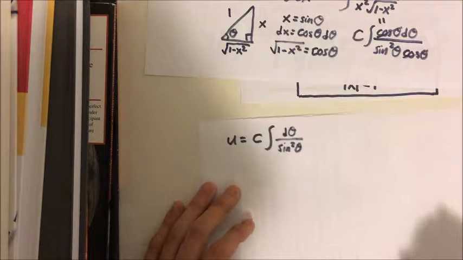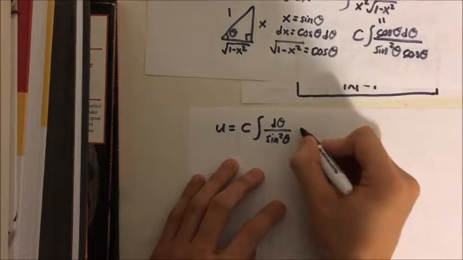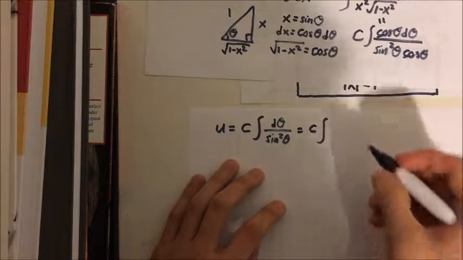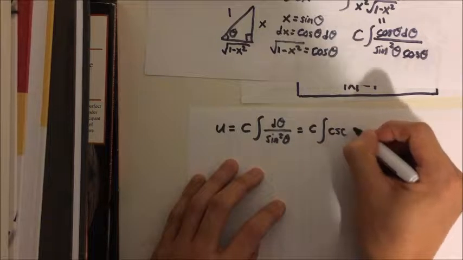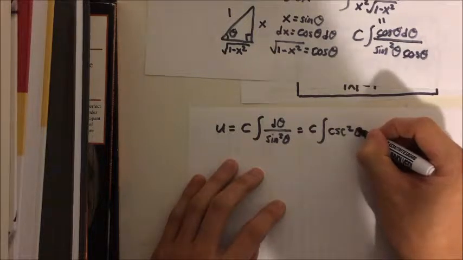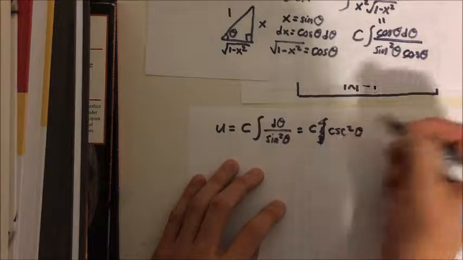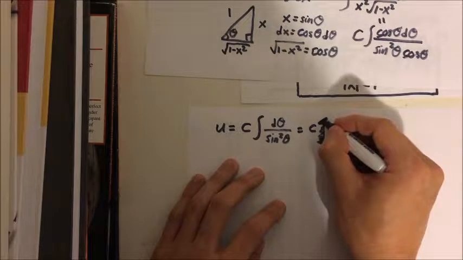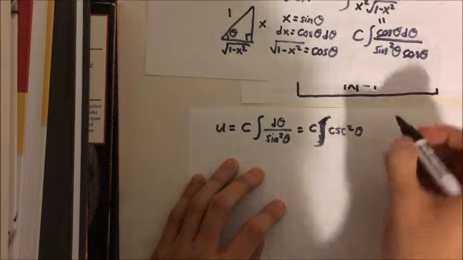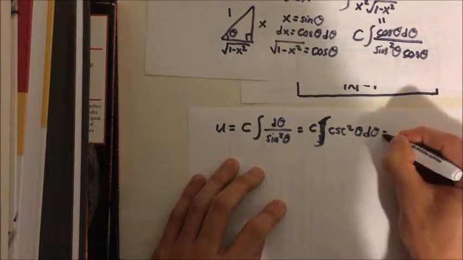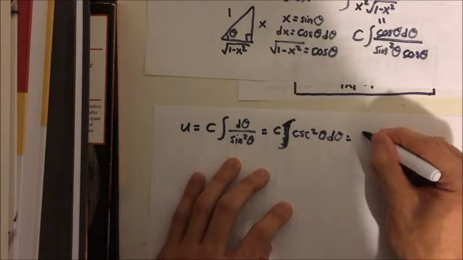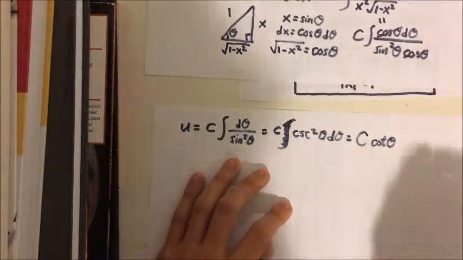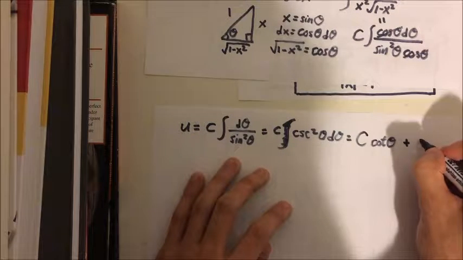And now this is very, very easy. This is equal to, sine squared on the bottom becomes cosecant squared theta. Oops, not an integral anymore. I mean, yes, it is an integral. It's a big integral. And then the integral of this, what I meant to say, is not an integral anymore, and we know that that's cotangent. So c times cotangent of theta, well, I guess plus another c2 too.